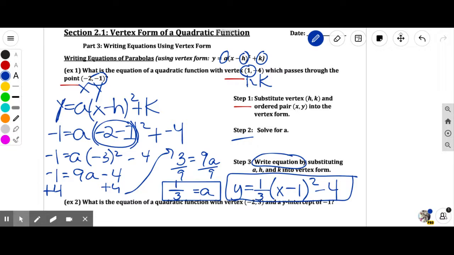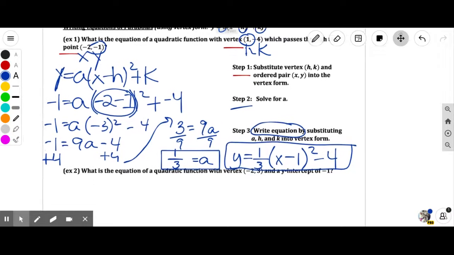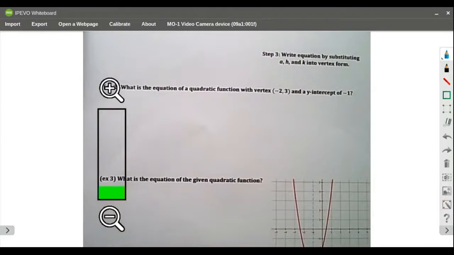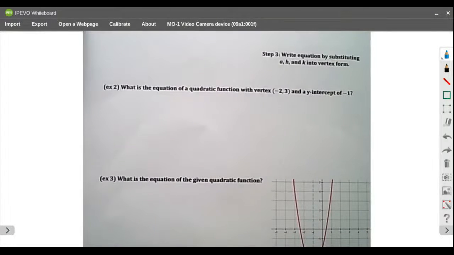So that's our first example. I have 2 more examples that we're going to do, and then you guys are just going to practice some. Okay, so I had to switch to my document camera because that whiteboard program was not working properly and it kept skipping when I was writing. So I'll finish it off on here.